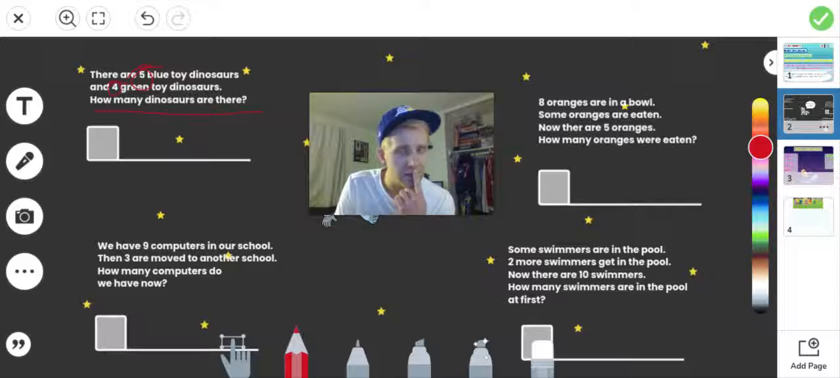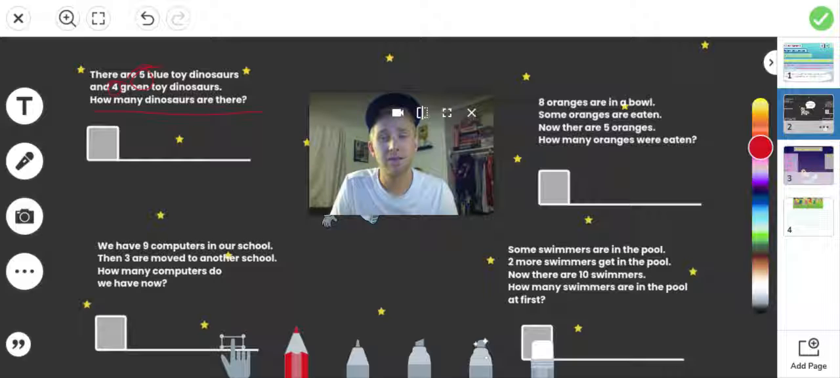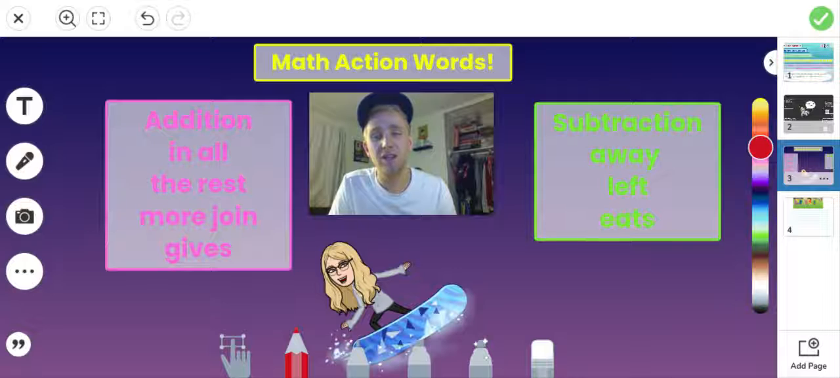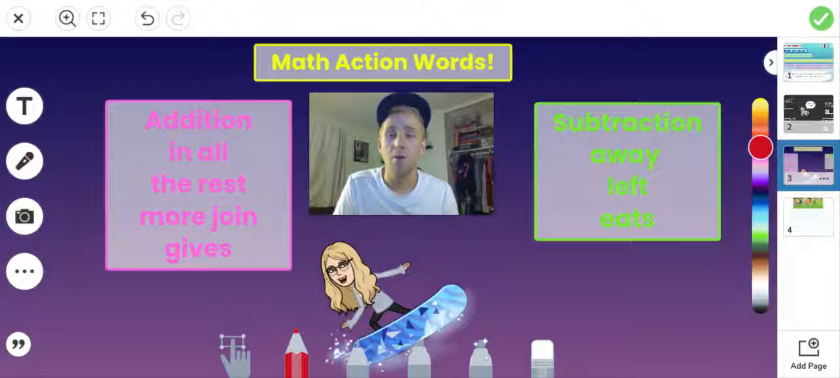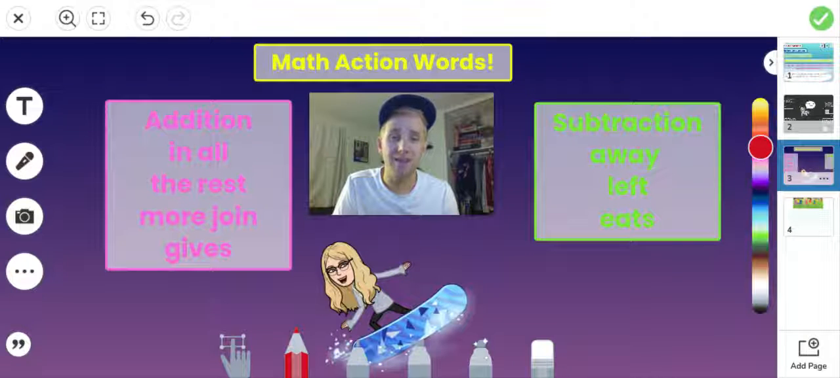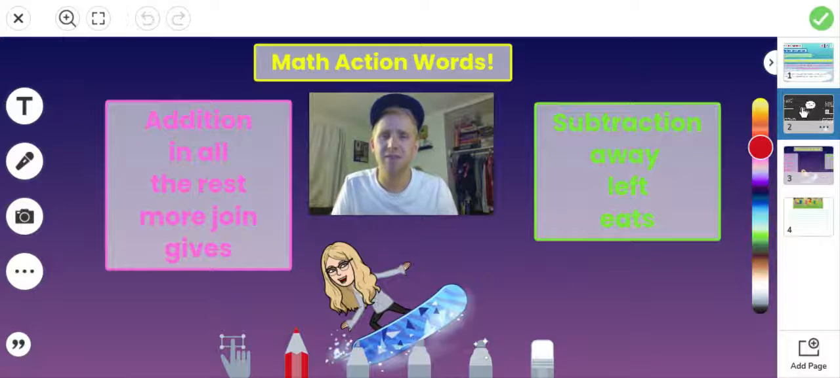Now this one's tricky. I'm going to go to my next page and see if I have a math action word that tells me what's going on here. On this page, it tells me that for addition, there's in all, the rest, more, join, or gives. On the subtraction side, we have away, left, and eats. I don't think I saw any of those over there. Let's look again.